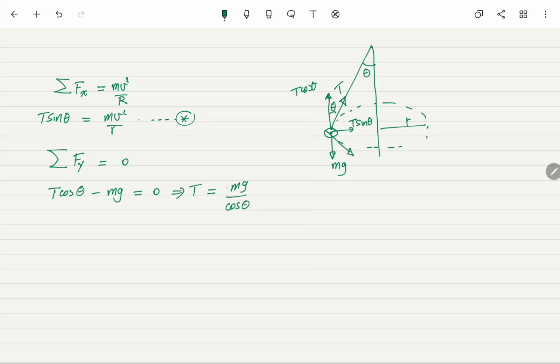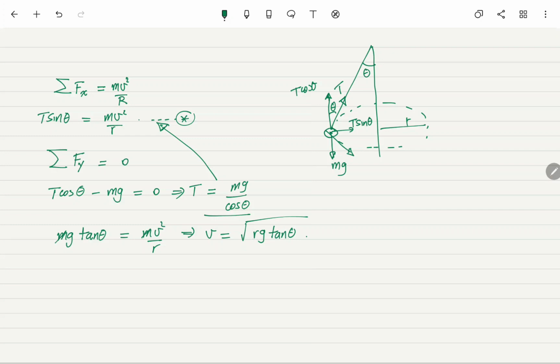If we plug this result back in this equation, we will see that mg tan theta equal to mv square over r, mass with mass, and v in this case equal to square root of r g tan theta. So the speed equal to the square root of rg tan theta.